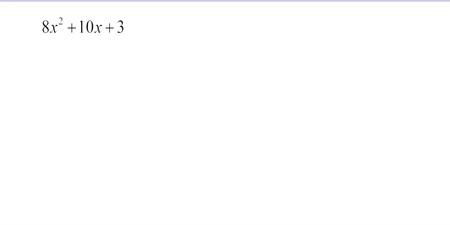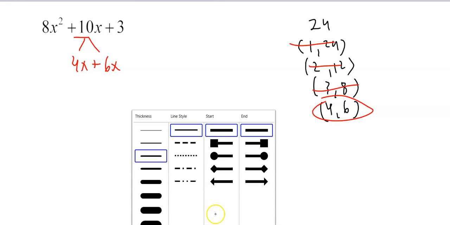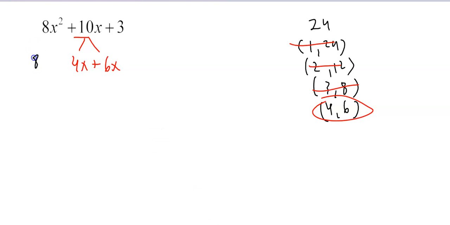Let's do it one more time. So we got 24 positive this time. So just like we did a minute ago, 2 and 12, 3 and 8, 4 and 6. We need to split up that middle term. So the positive 10, and these are two positive numbers that add. So I think this time the 4 and 6 are going to work. So we're going to split that up into 4x plus 6x. The other two, we're just going to bring down. So 8x squared plus that plus 3.